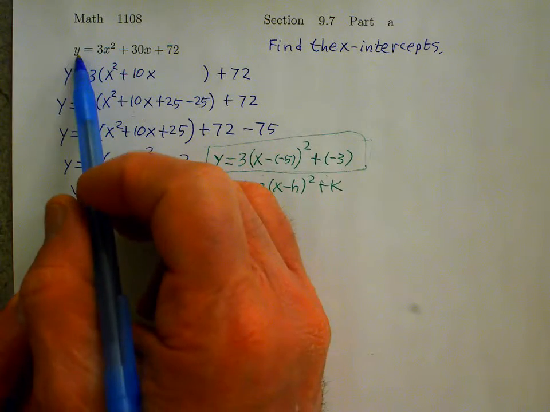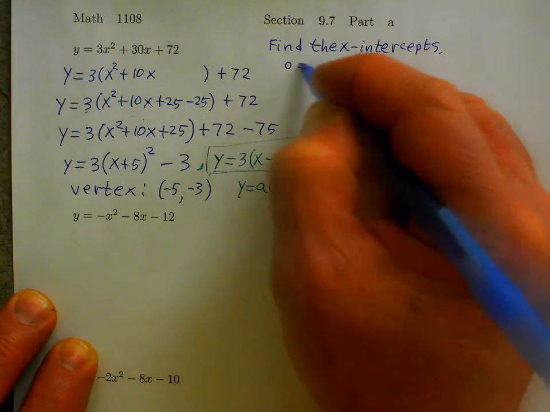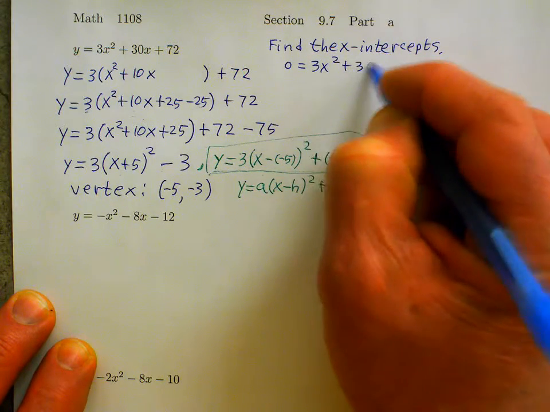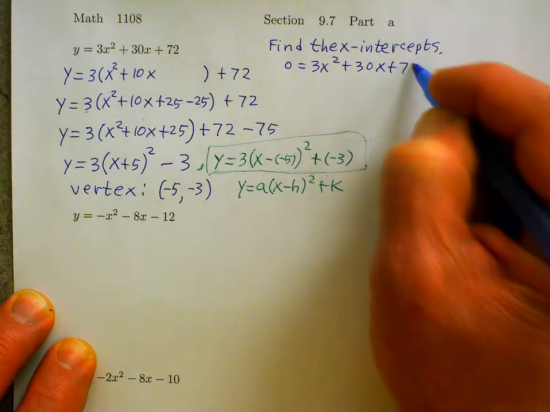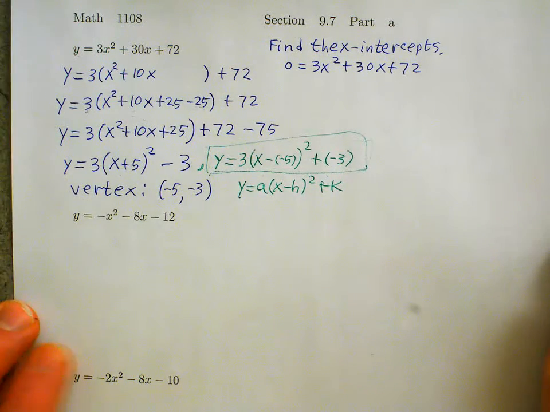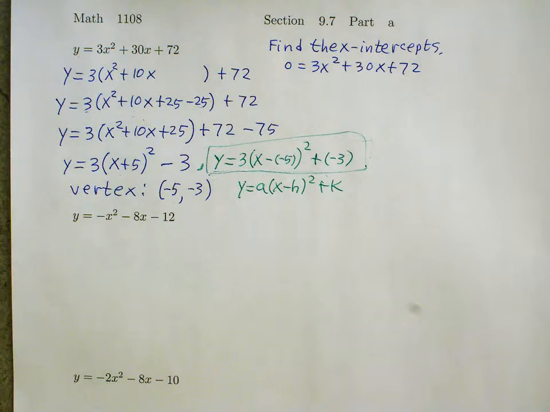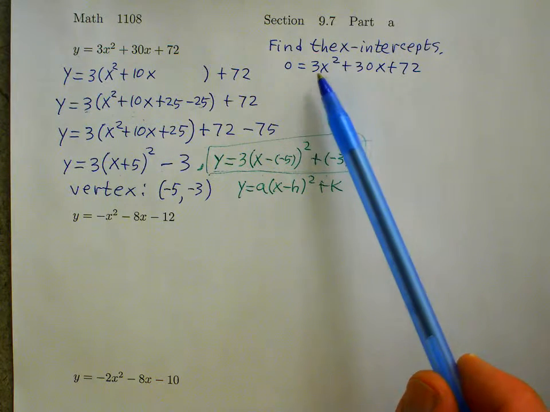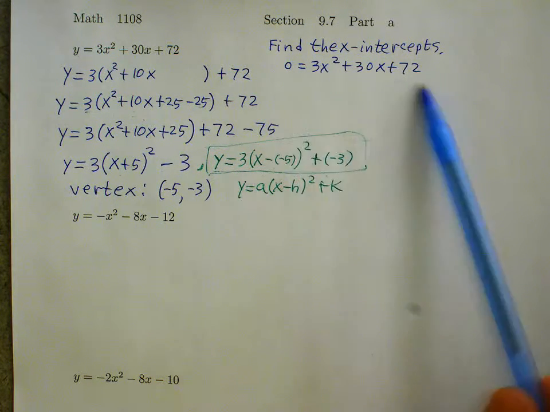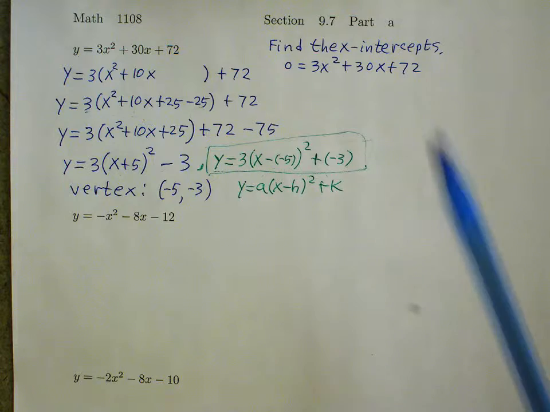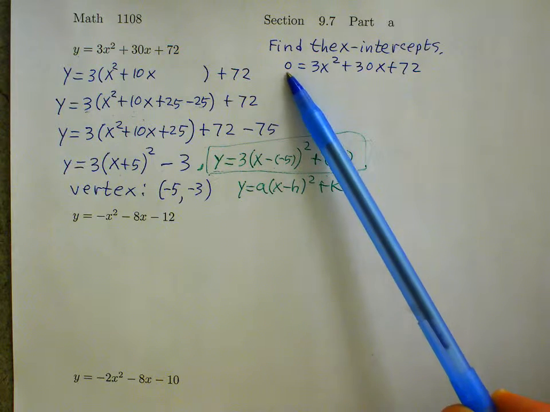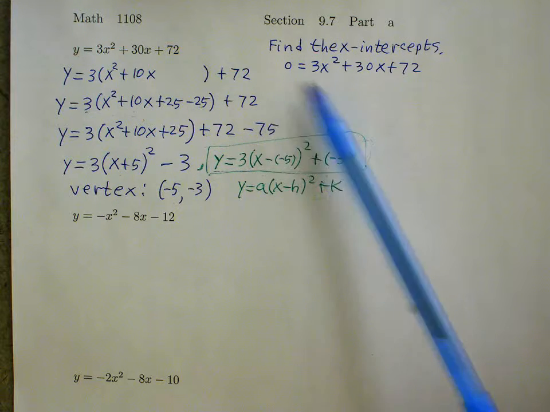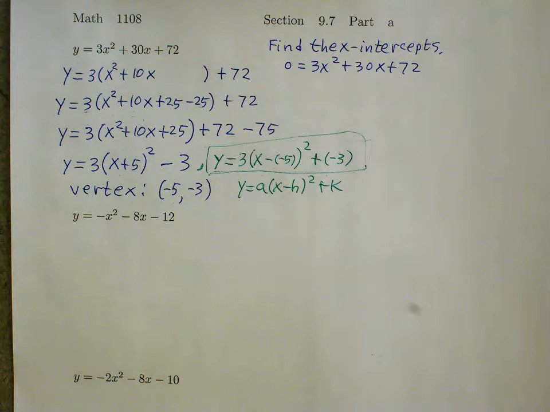So replace y with 0, we get 0 equals 3x squared plus 30x plus 72. It's okay if you want to apply the quadratic formula to this equation, but we can get rid of some of the clutter that's in the way if we divide every term on both sides by 3.